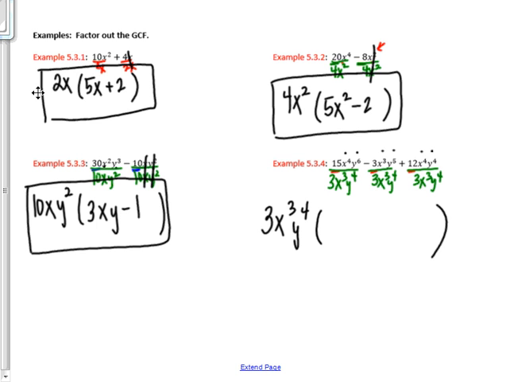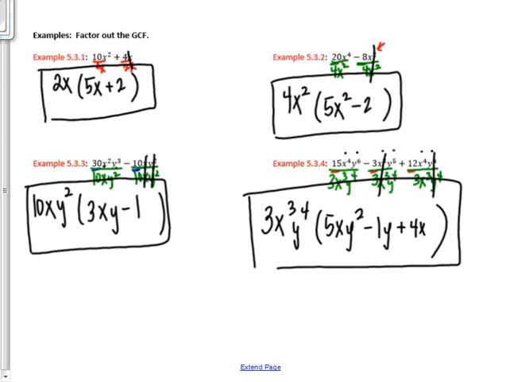And let's see what's left. So 15 divided by 3 is 5, 1x, 2 y's. 3 divided by 3 is 1. No x's but 1 y. And 12 divided by 3 is 4, 1x, no y's. Okay. So again, it's just backwards distributing.